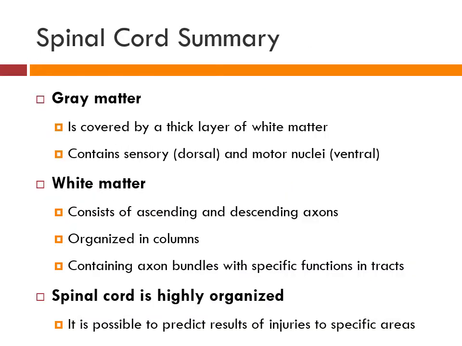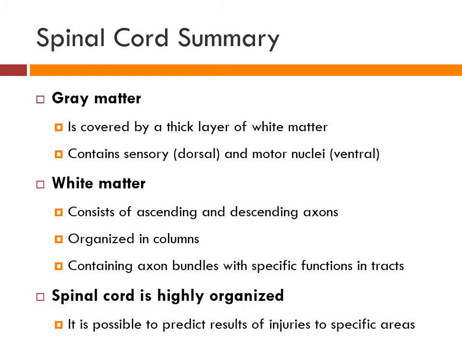So the summary of our spinal cord: our gray matter is covered by a thick layer of white matter. The gray matter contains sensory information in the dorsal portion and motor nuclei in the ventral portion. The white matter is made up of ascending and descending axons, and it's organized into columns. Columns contain axons that send the same information in the same direction, and those axon bundles are very specific.